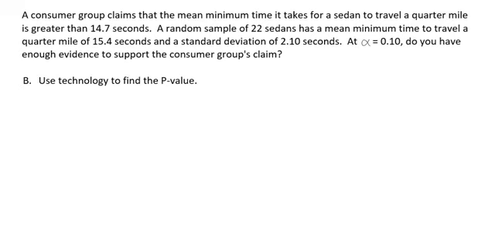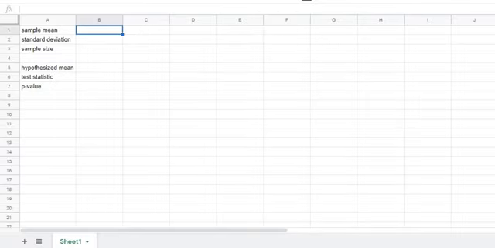Part B, use technology to find the p-value. For this part, we're going to use Google Spreadsheets. Here I've opened up Google Sheets and I've filled out some entries just so that we can have some good labels. We have the sample mean, the sample standard deviation, the sample size, the hypothesized mean, and the test statistic that we're going to calculate in order that we can calculate the p-value. So let's fill in our entries for these first four categories, the sample mean through the hypothesized mean. Okay, so I've got my cells filled in.